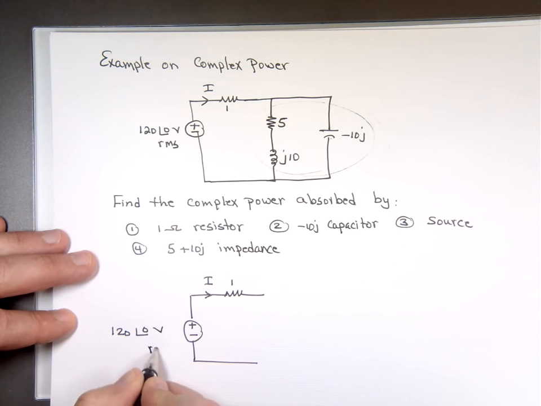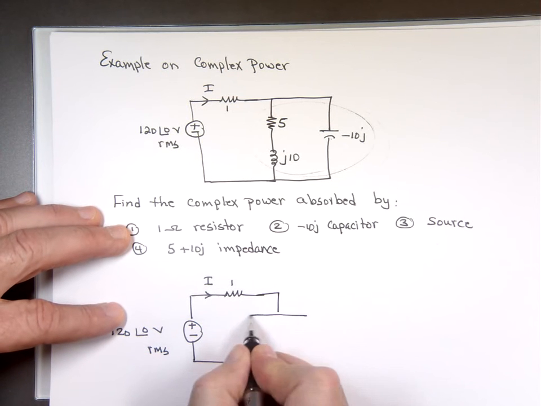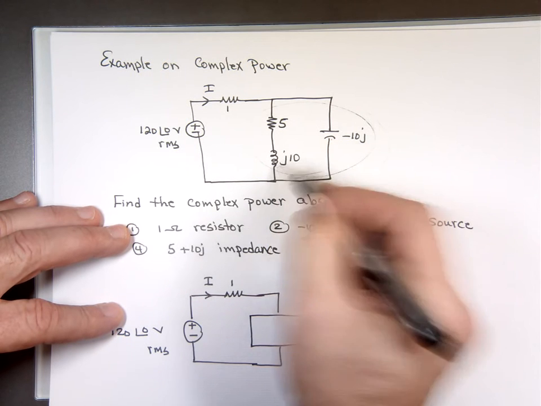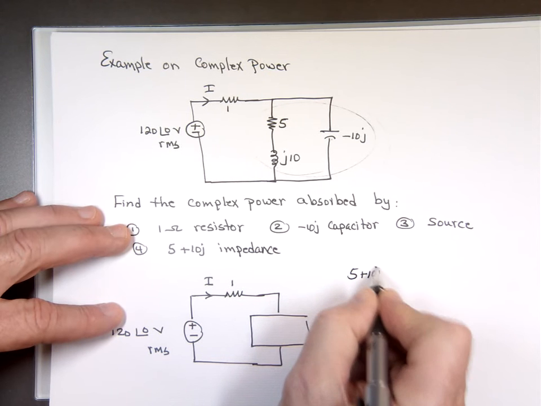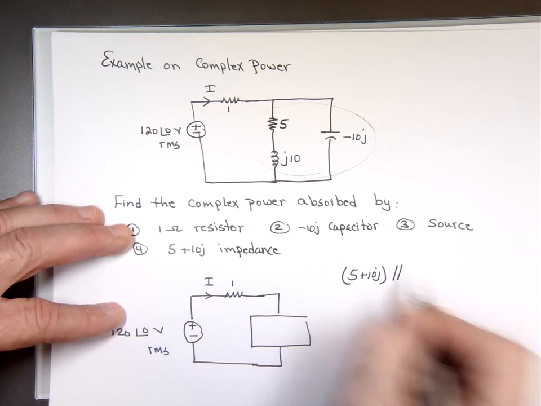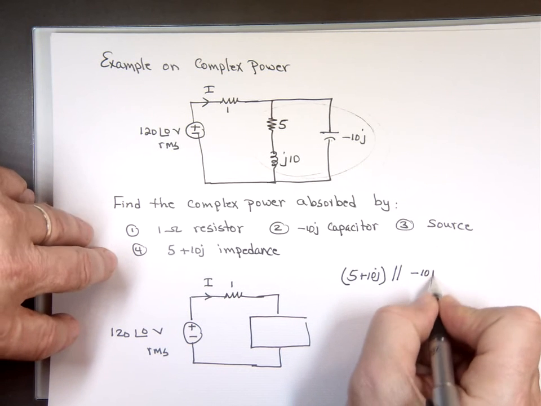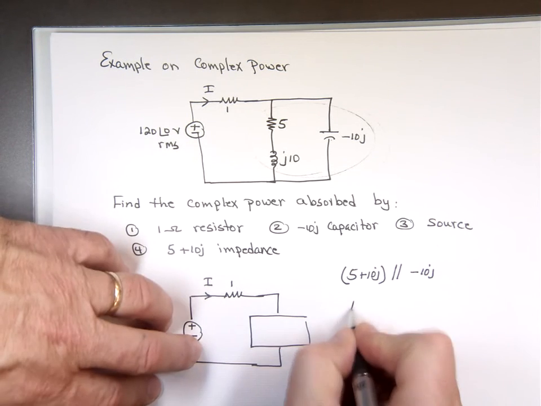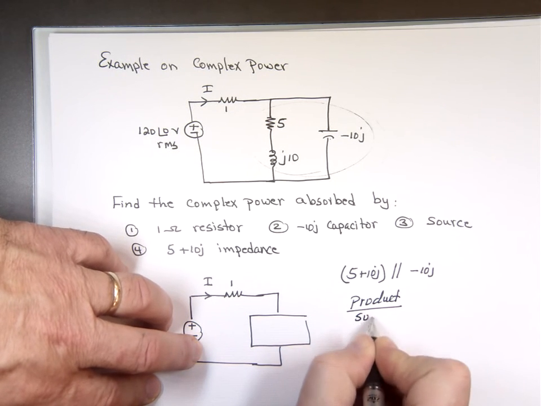Now I'm going to find the equivalent of these. What do we have? We have this one in parallel with that. So we have 5 plus 10J, which are connected in series, in parallel with the negative 10J. That's what that line means, parallel. How do you find the equivalent value? Product over the sum. When you only have 2 of them, that's the quickest way.